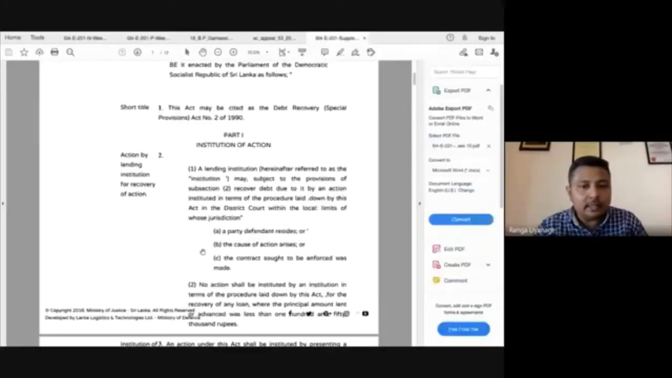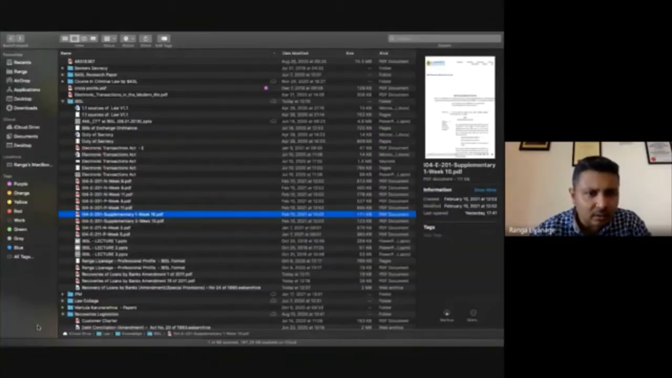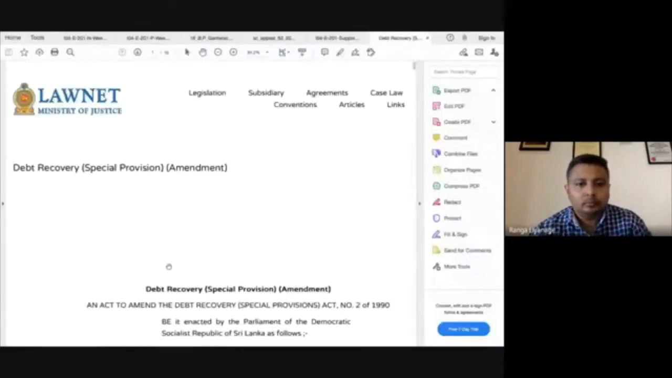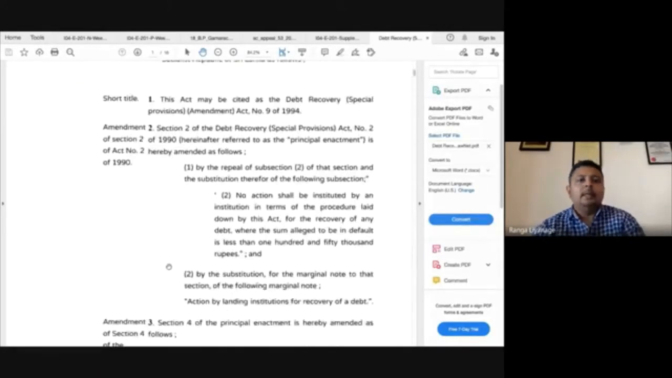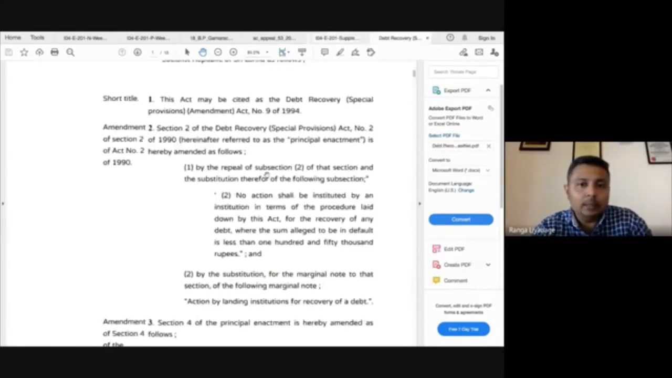Now, Section 2 of the Debt Recovery Act was amended. Keep this in mind, you may take down in your notes, by the Amendment Act number 9 of 1994. Section 2 of the Debt Recovery Act is now amended. Here is the original one, which reads: a lending institution. And here, let's see how it is amended.